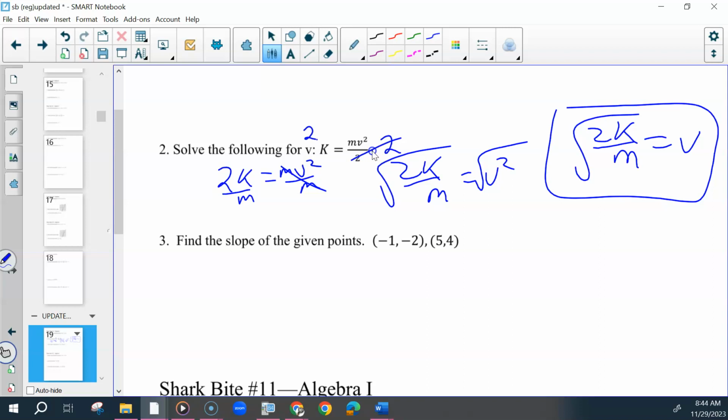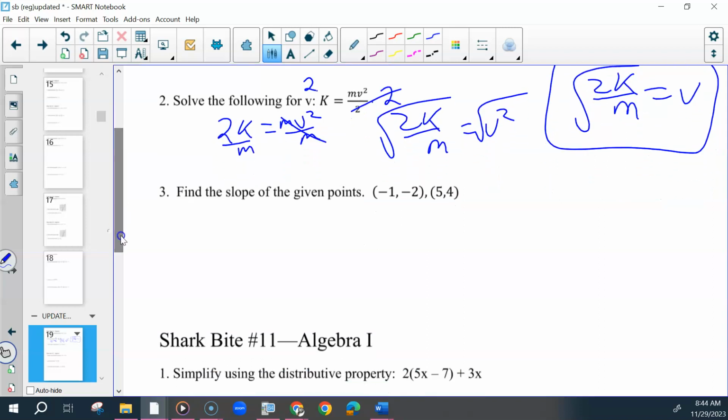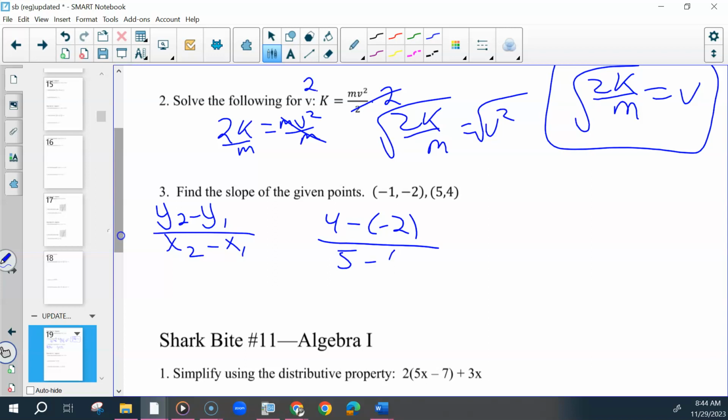Questions on that one? For 3, to find the slope, we're using our y2 minus y1. You don't have to write this part, you can move on. So 4 minus a negative 2, or you could have put it as 4 plus 2 over 5 minus a negative 1, or you can put it as 5 plus 1. Simplify both parts. So 4 plus 2 would be 6. 5 plus 1 would also be 6, and simplify.